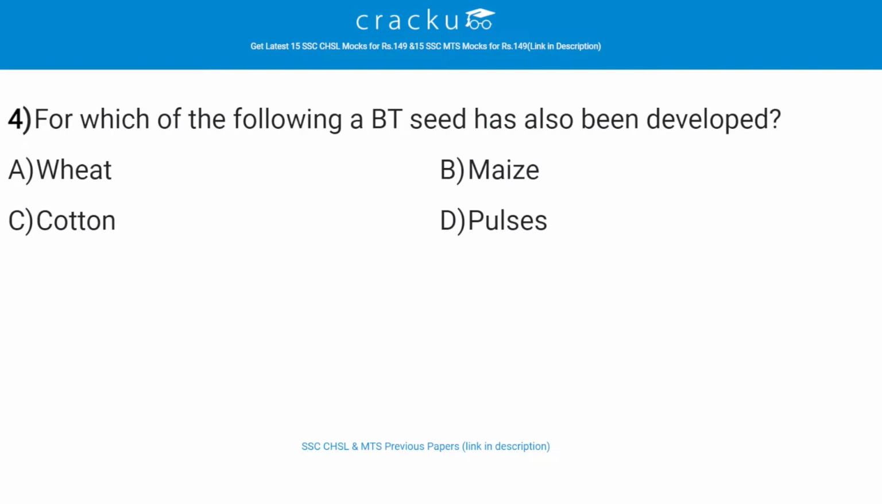For which of the following has a BT seed also been developed? The correct answer is C, that is cotton. So, Punjab Agriculture University has successfully developed the country's first BT cotton varieties. ICAR has identified 3 varieties, namely PAU BT1, F1861 and RS 2013 for cultivation in Punjab, Haryana, Rajasthan, and it is a cheaper alternative to BT cotton hybrid seeds.